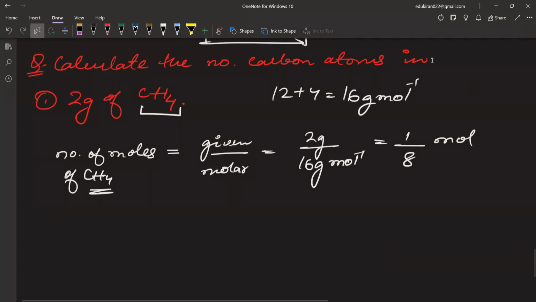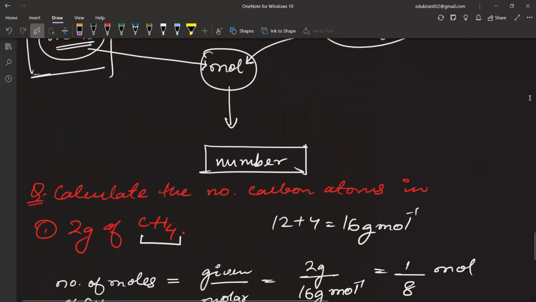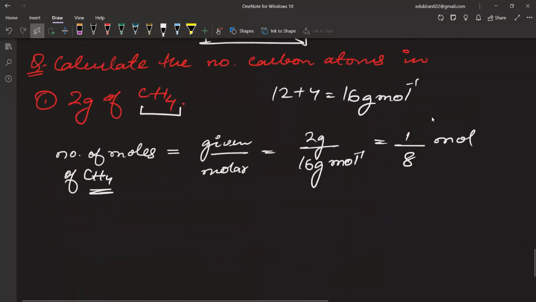Now, this is the question that you got earlier, right? You got if you have 0.5 mole of CH4. Now you are getting if you have 1 by 8 moles of CH4. So now in 1 by 8 moles of CH4, how is it 16 gram? It should be 18, right? Why 18? CH4. So carbon is 12, and then hydrogen 4, so 12 plus 4 is 16.